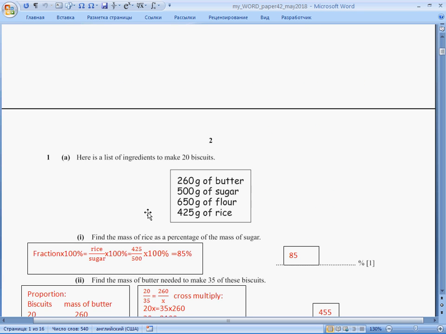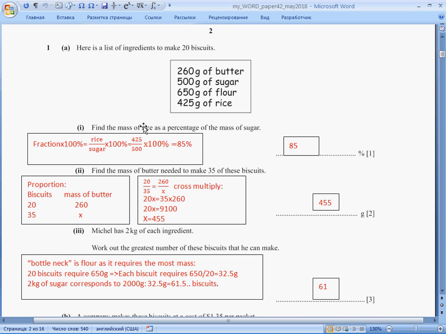Let's start. Question 1. Here is the list of ingredients to make 20 biscuits. So we have butter, sugar, flour and rice. Find the mass of rice as percentage of mass of sugar. So percentage is the same fraction multiplied by 100. So we divide mass of rice by mass of sugar to find fraction and multiply by 100. We get 85.